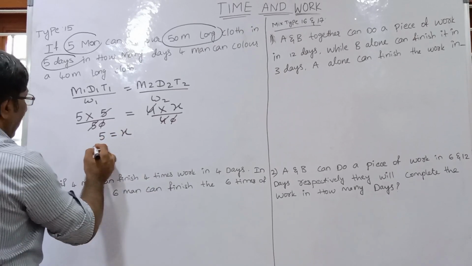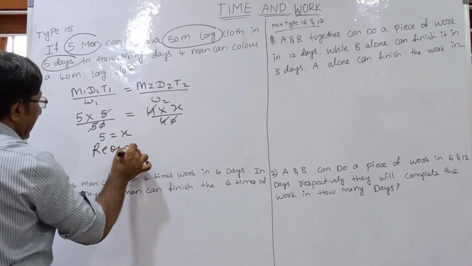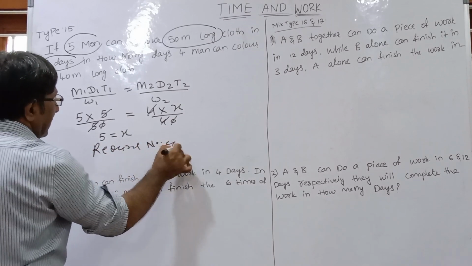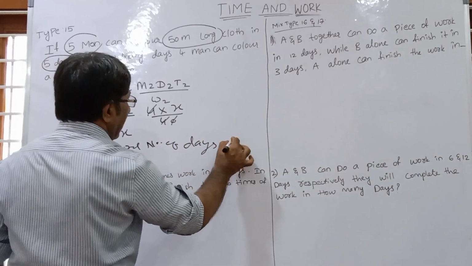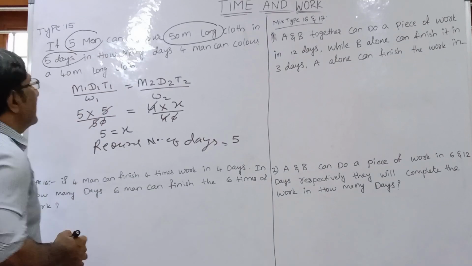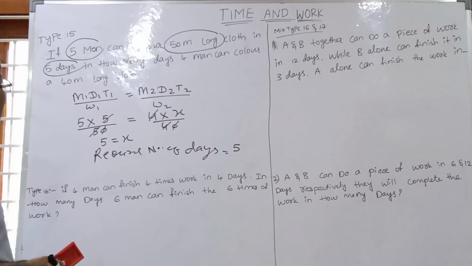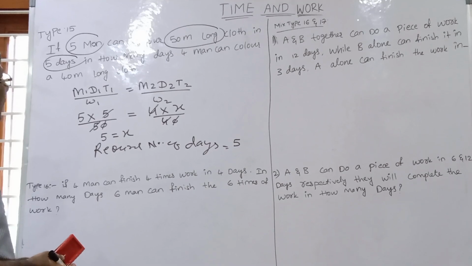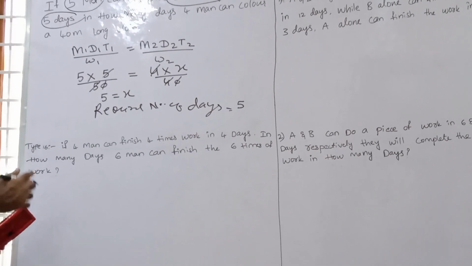We have to find the required number of days. So the required number of days equals 5. Our right answer is 5 days. If we solve this question in a basic way, it takes a lot of time. So this is the technique method. Now see the next question.